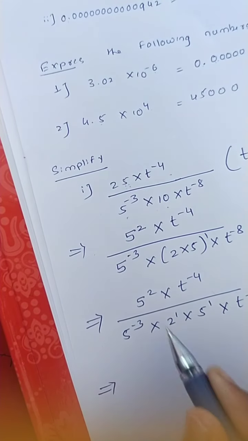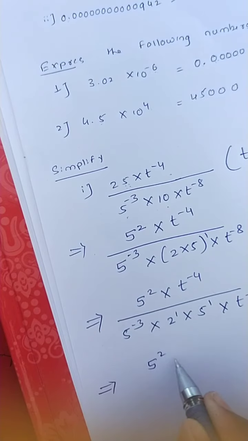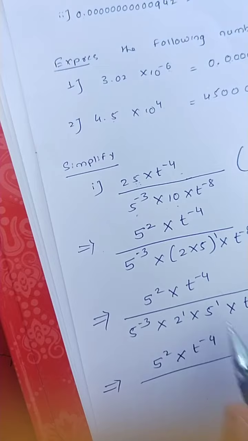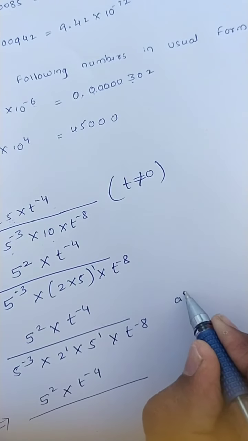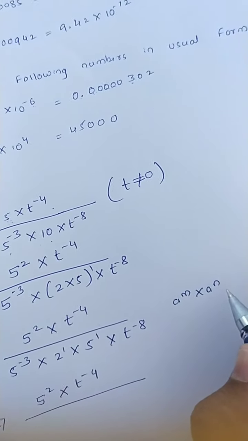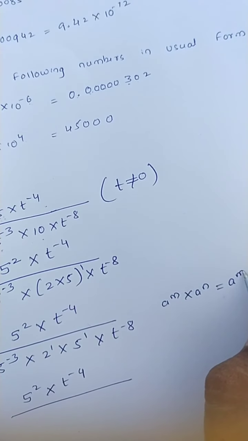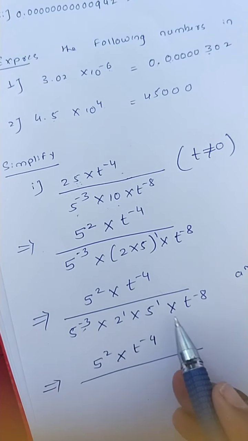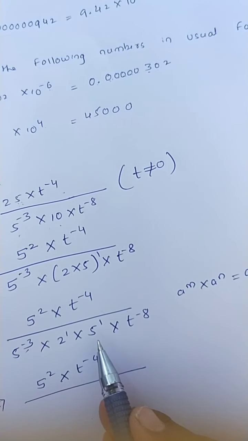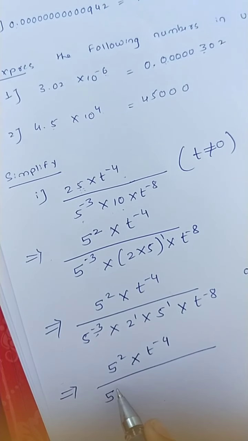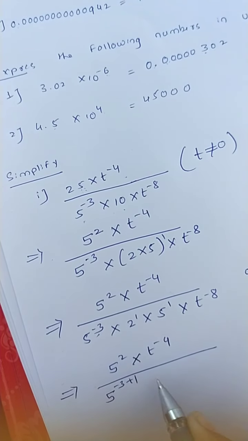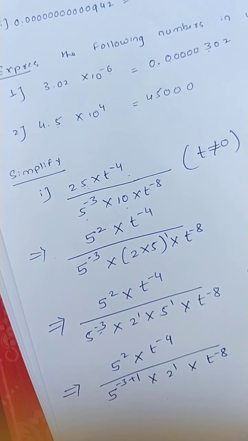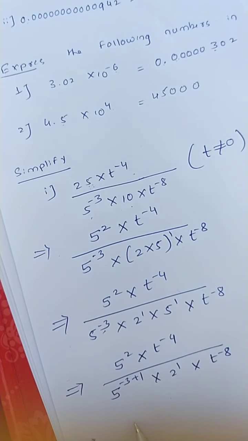Now first, 5 square into t raised to minus 4 as it is. Then 5 raised to minus 3 into 5. Now I have to make use of the formula a raised to m into a raised to n is equal to a raised to m plus n. Here 5 raised to minus 3 is in the form of a raised to m, and 5 raised to 1 is in the form of a raised to n. So you will get 5 raised to minus 3 plus 1 into 2 raised to 1 into t raised to minus 8.